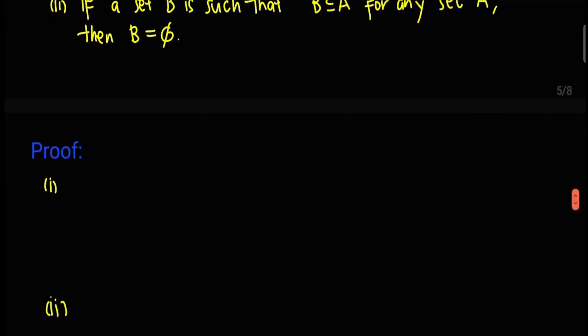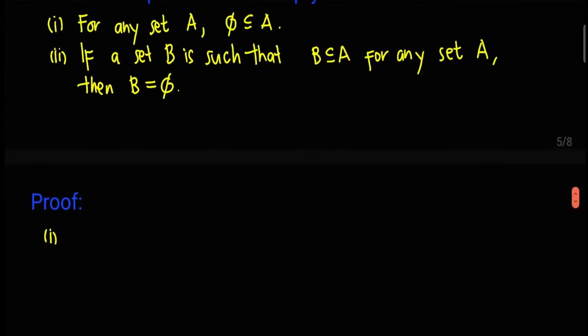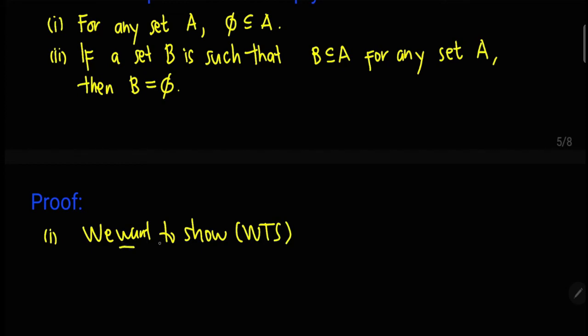So let's prove the first one. We want to show that for any set A, the empty set is a subset of A. So what we want to show, let me write that, usually I'll just abbreviate, we want to show by WTS, that for every X, X belongs to the first set should imply that X belongs to the second set. So that's the definition of a subset.